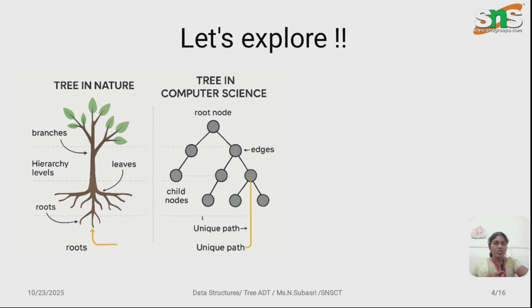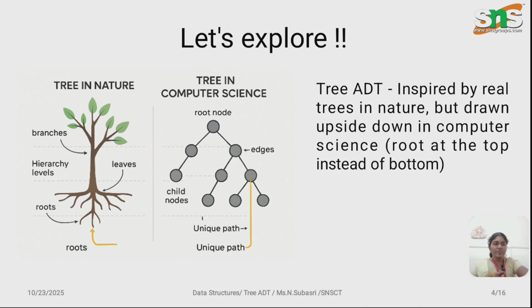So let's explore this. First, how is a tree used in nature? A tree has branches and leaves. First we have the root, and from the root it grows up and we have the branches and the leaves, with different hierarchical levels. The same applies to the tree in computer science. First we'll have the root node, and we'll have the edges, and the child nodes, and a unique path for each and every node. This is how the tree is identified.